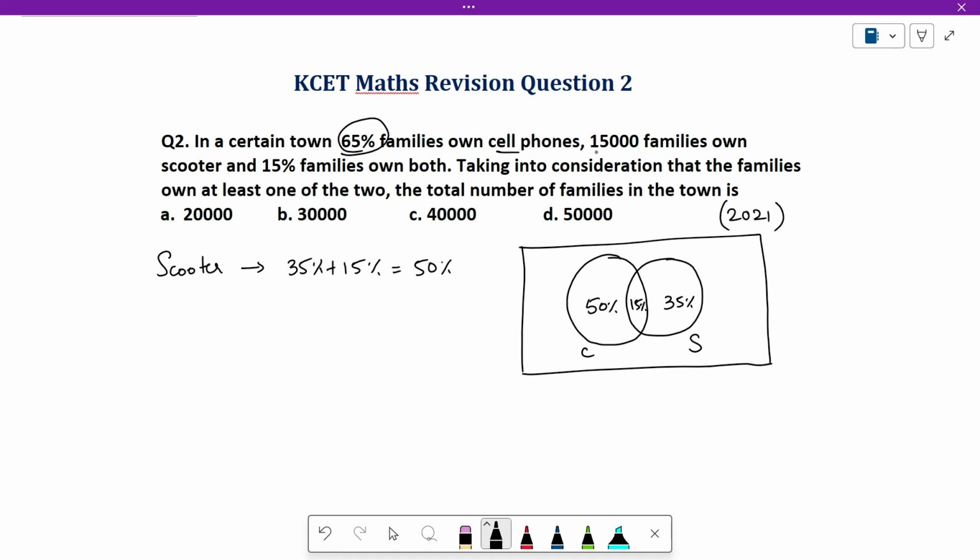They have given that the families owning scooters are 15,000, right? So this 50% is 15,000. If 50% is 15,000, then 100% will be 30,000. This is the answer.